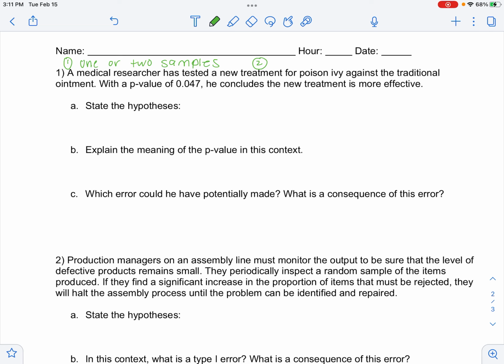So I'm going to start with number 1. A medical researcher has tested a new treatment for poison ivy against the traditional. All right, right there, we're testing a new treatment against a traditional one. That is 2 different things going against each other, making this a 2 sample. So those 2 samples are the new treatment and the old. Anytime you have a 2 sample, it's really important that you define which is P1 and which is P2. So let me say new is P1 and old is P2. And if you do it backwards, that's fine too. Doesn't matter.